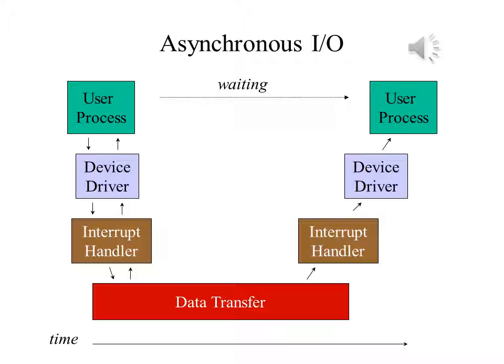Asynchronous input-output effectively breaks down the job of performing input-output into two distinct jobs: setting up the input-output operation and finishing the input-output operation. The time in the middle can be used by other jobs. This is what makes multi-programming possible.